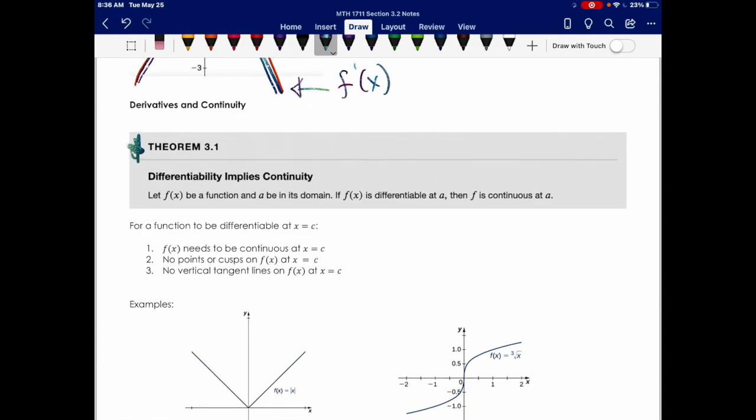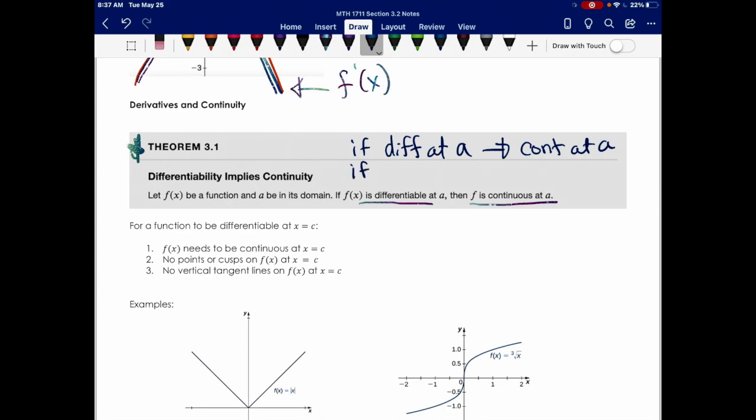So in other words, looking at this theorem here, if a function is differentiable, then the function has to be continuous at that point. But the converse is not true. It doesn't work to say that if a function is continuous, then it must be differentiable. It only works in one direction. So I'm going to say if it's differentiable at A, then it's continuous at A. That's what this theorem says.